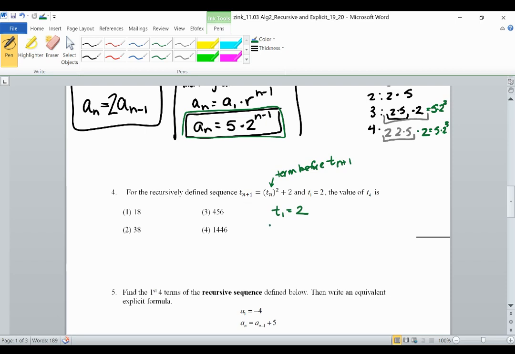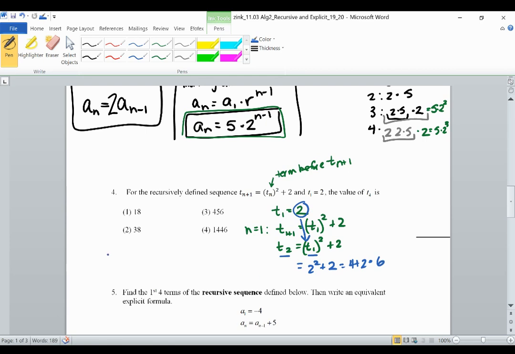So if n is 1, let's say, we'd have 1 plus 1 is 2, t sub 1 squared plus 2. So this would be t sub 2 equals t sub 1 squared plus 2. So notice right here, t sub 1 comes before t sub 2. And then we'd substitute in. So we know t sub 1 is 2. So 2 squared plus 2 gives us 4 plus 2, which is 6.